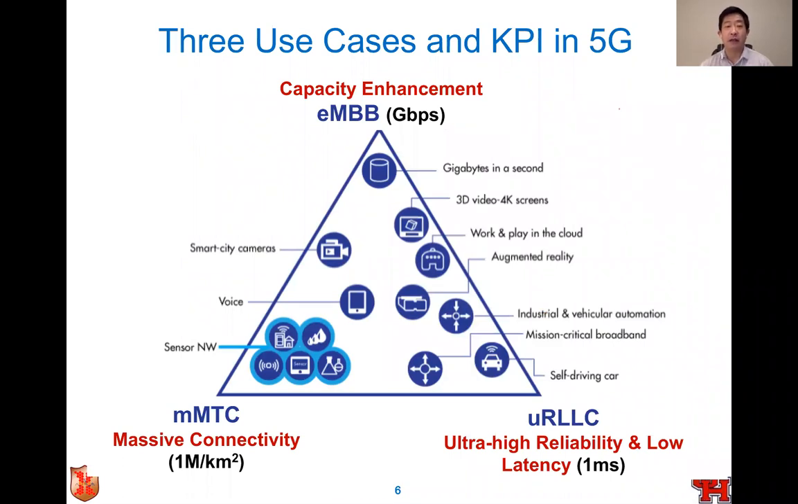For 5G, there are three important topics. Capacity enhancement, especially at the edge, where the solution is eMBB. A lot of Internet of Things devices need massive connectivity, where the solution is mMTC. And for some applications, such as self-driving cars or gaming, there is an ultra-reliable, low-latency requirement, which is URLLC. So these are the three major topics, the three pillars of 5G communication.